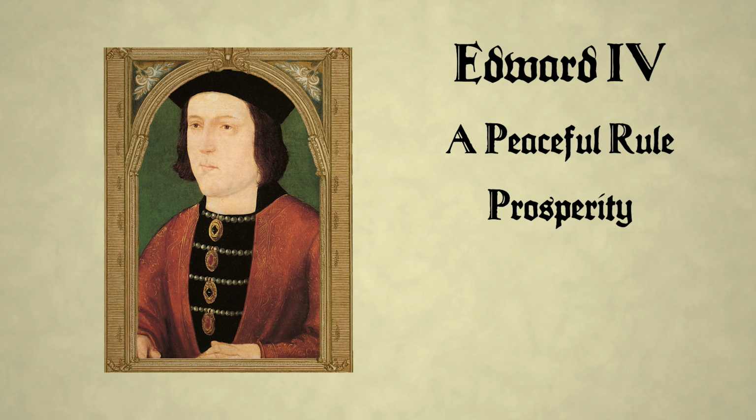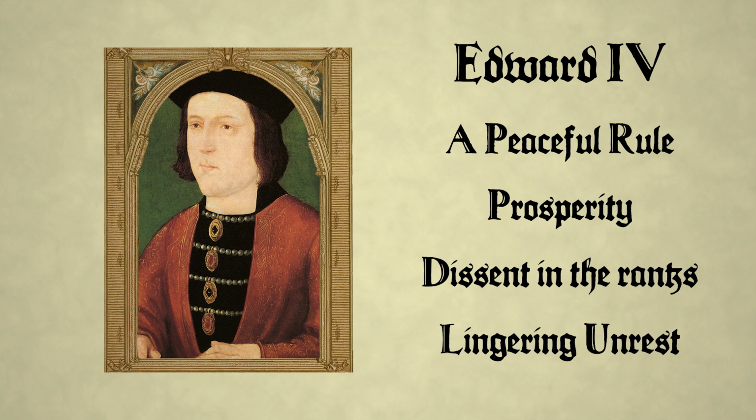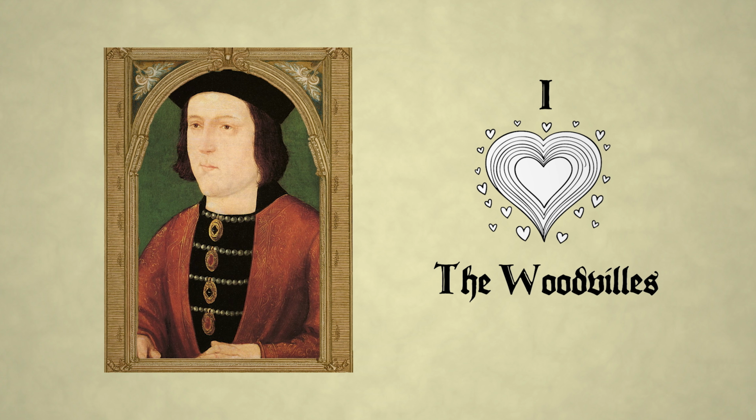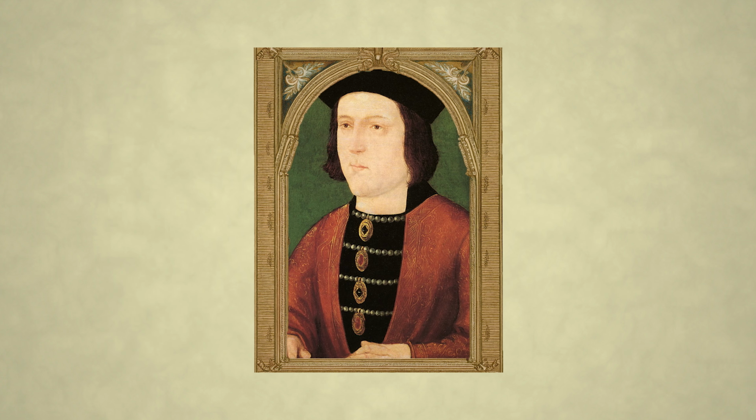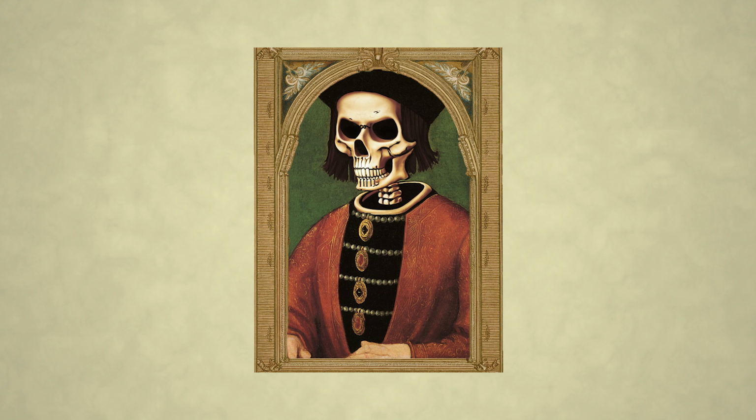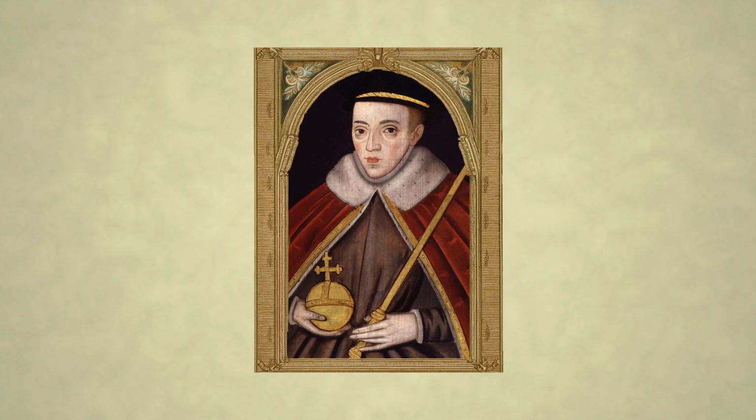Edward IV ruled for another 12 years, bringing a relative peace and prosperity to England. Yet his reign was not without challenges. His latter years were marked by internal dissent and lingering unrest, particularly over his controversial favouritism towards the Woodville family, which alienated many nobles. In April 1483, Edward IV died suddenly, from reasons not quite known, leaving his 12-year-old son, Edward V, as heir. The young king's reign, however, would be tragically brief.